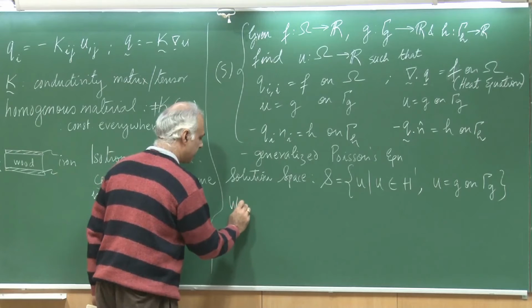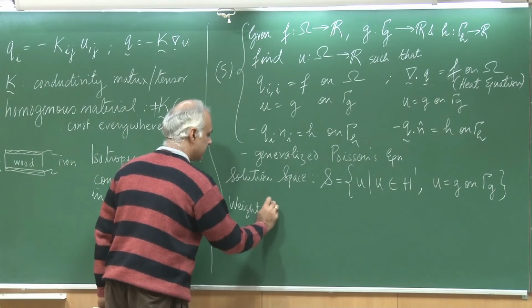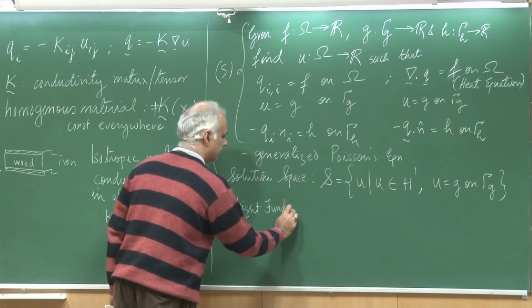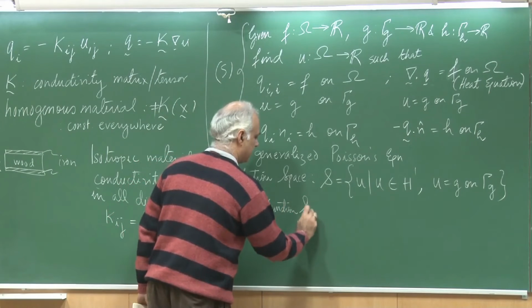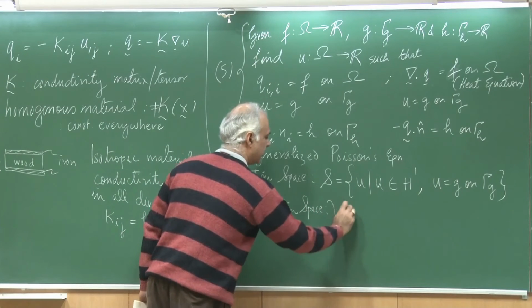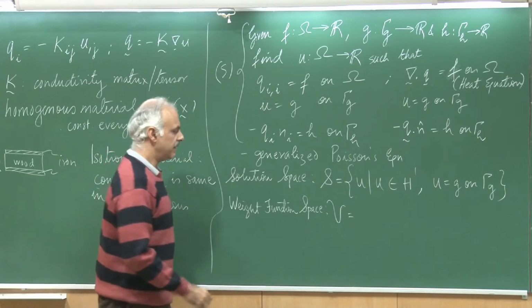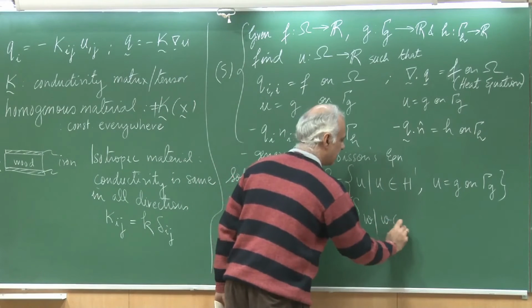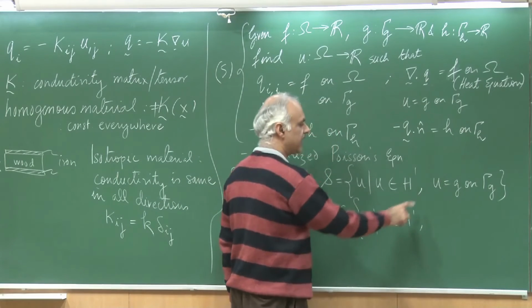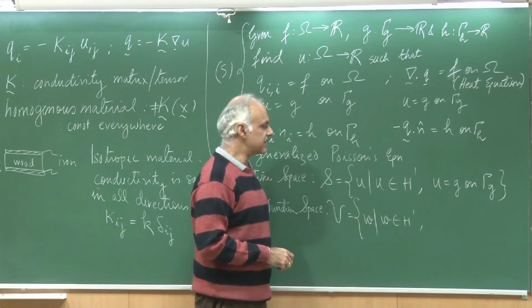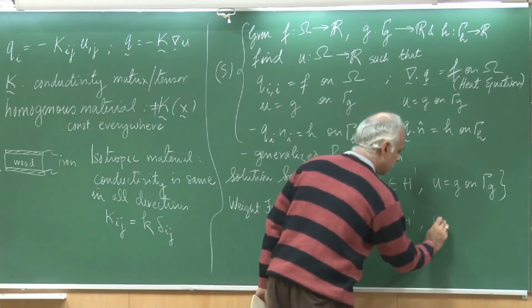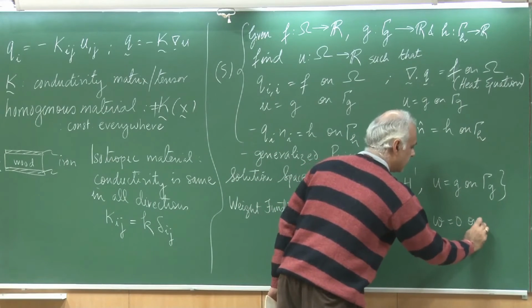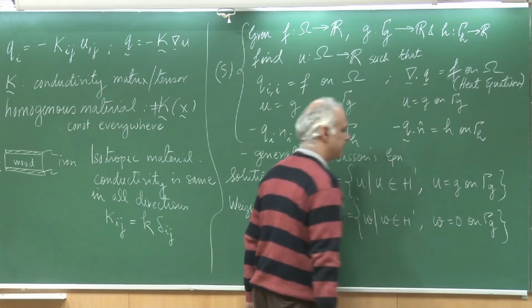And then I am going to specify the weight function space. This will be denoted by the space V. It consists of all functions w, which are H1 again, and they now satisfy the homogeneous Dirichlet boundary condition. So w's are 0 on gamma g.